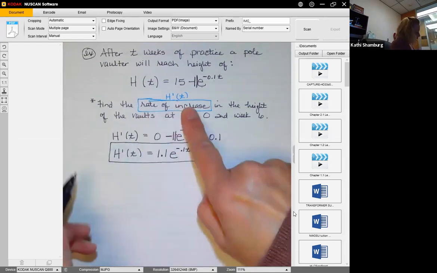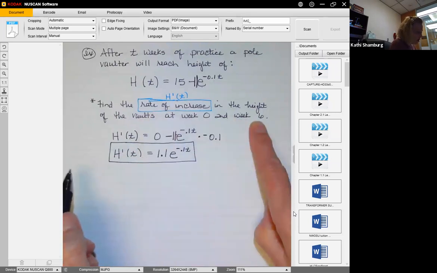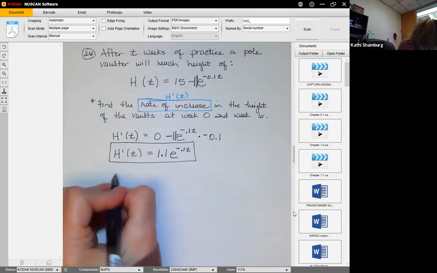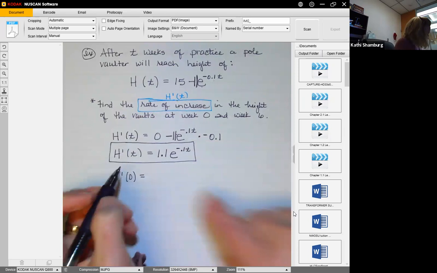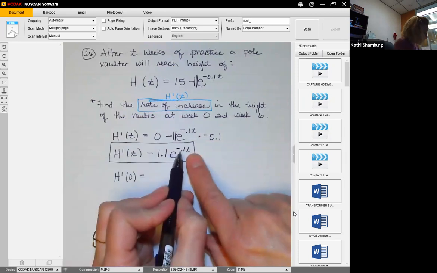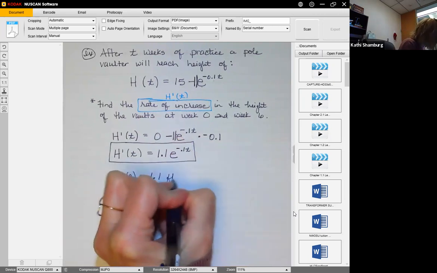So rate of increase, we took the derivative. So now we want to know when t is equal to 0 and t is equal to 6. So at that first derivative, I'm going to substitute in 0. Negative 0.1 times 0 is 0. Anything to the 0 power is 1. So you just get 1.1 feet.